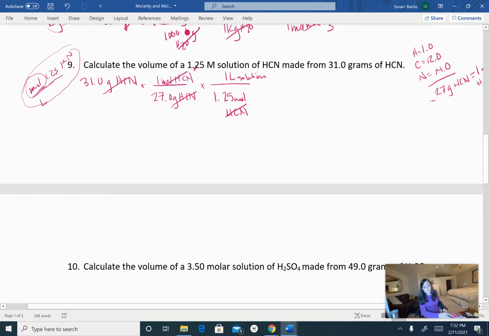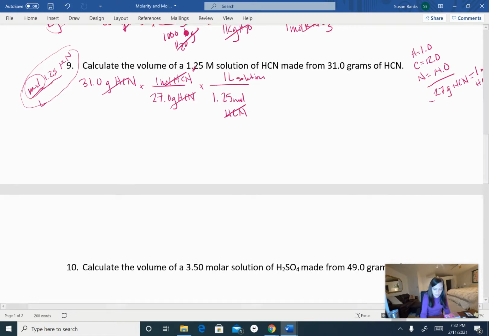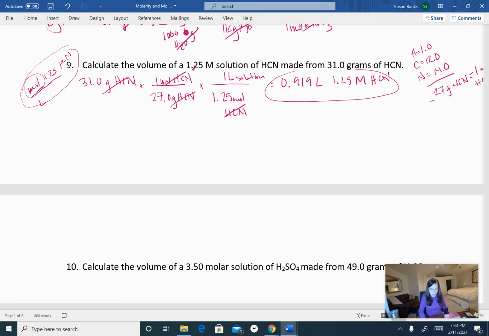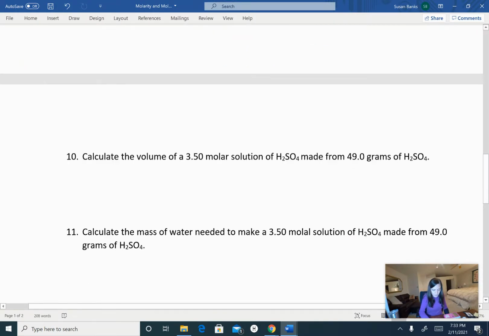Okay, so we're going to take 31 divided by 27 and divide by 1.25. We've got 3 digits here. So when we do that, that will give us 0.919 liters of a 1.25 molar cyanic acid solution. Okay. All right. So let's go on to number 10.